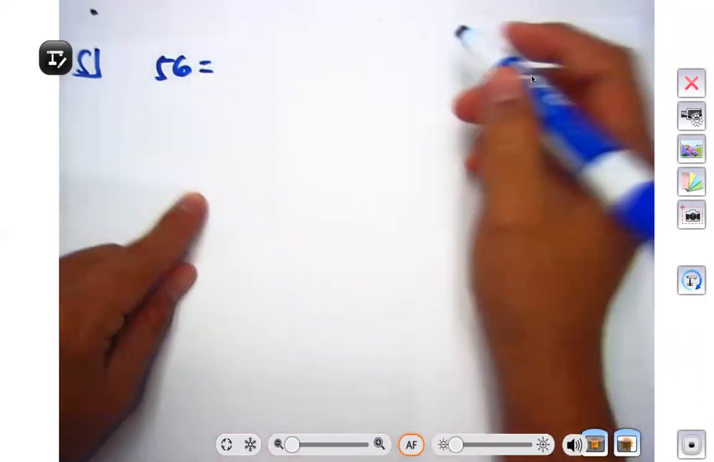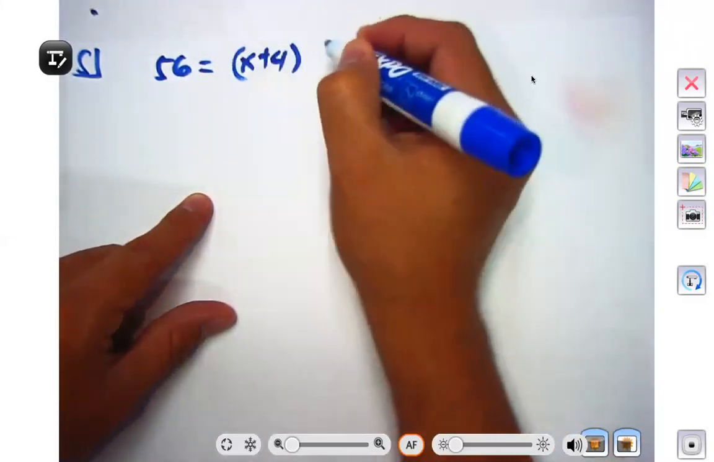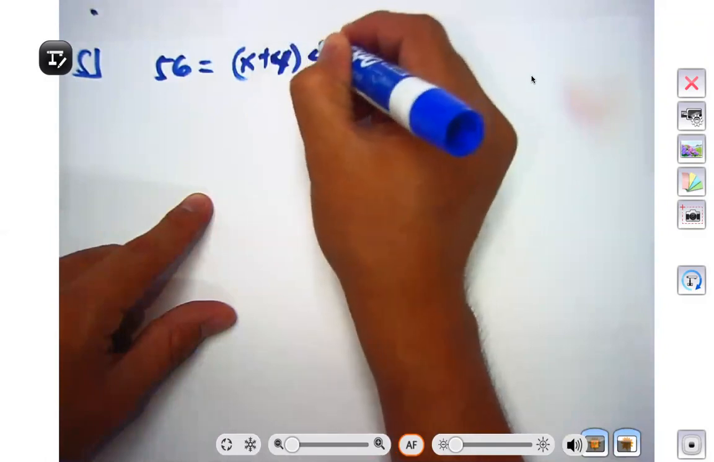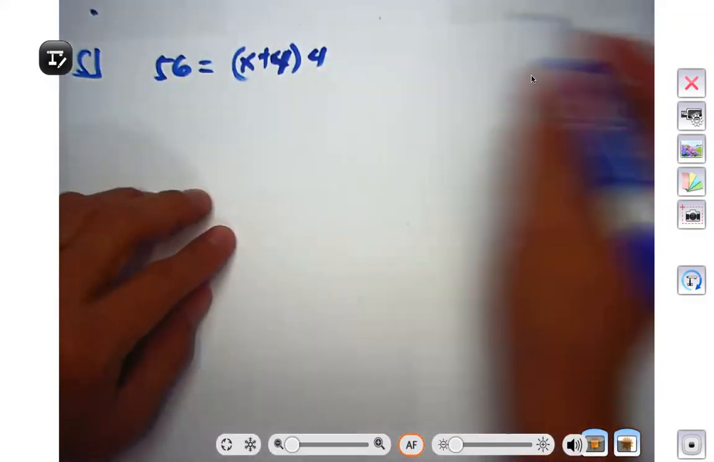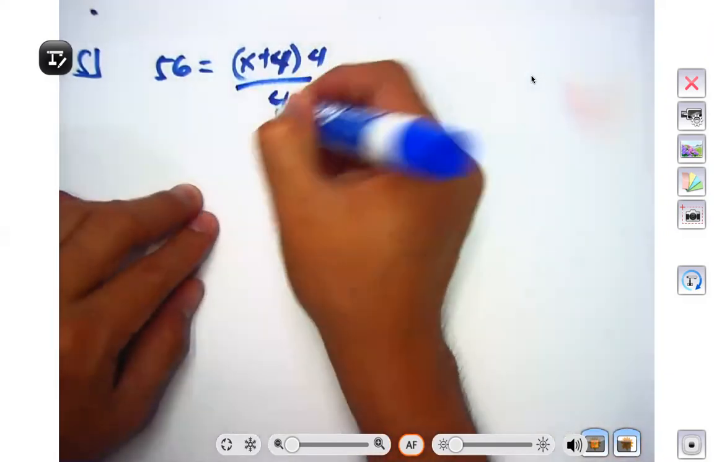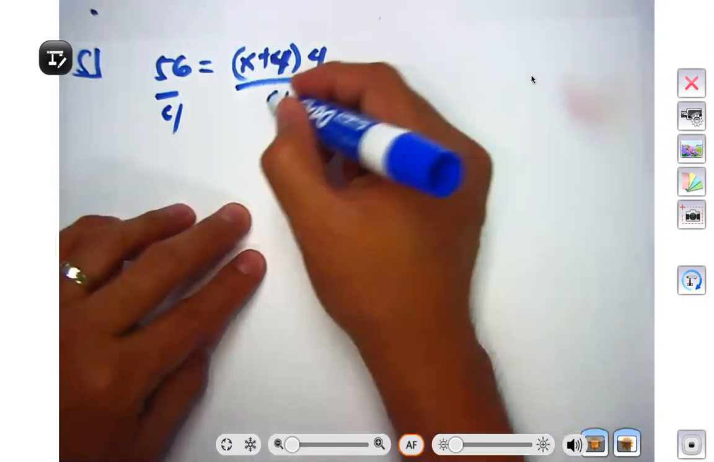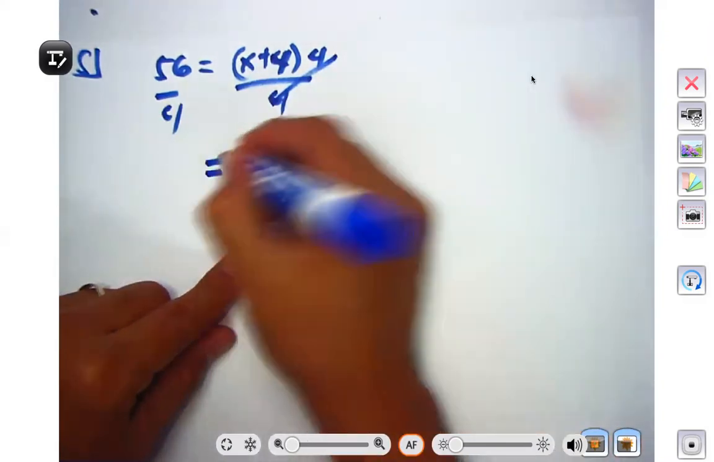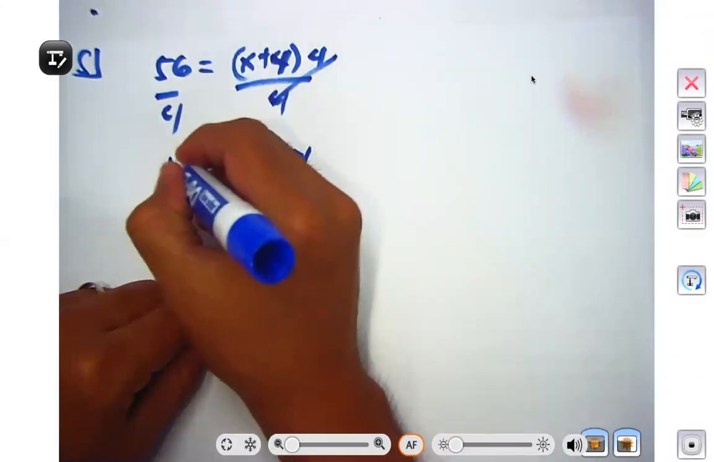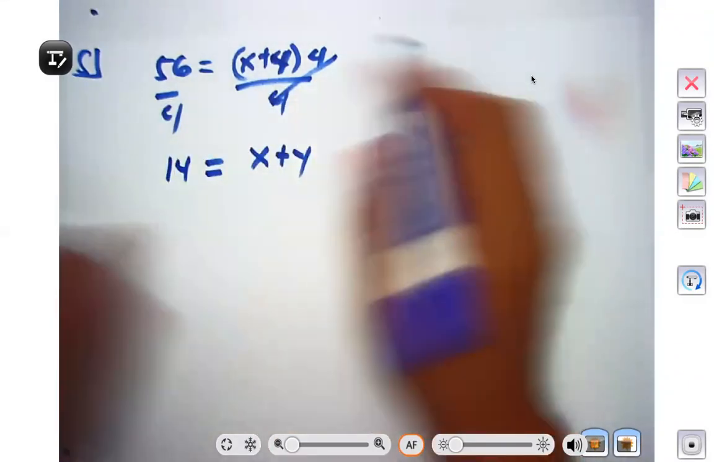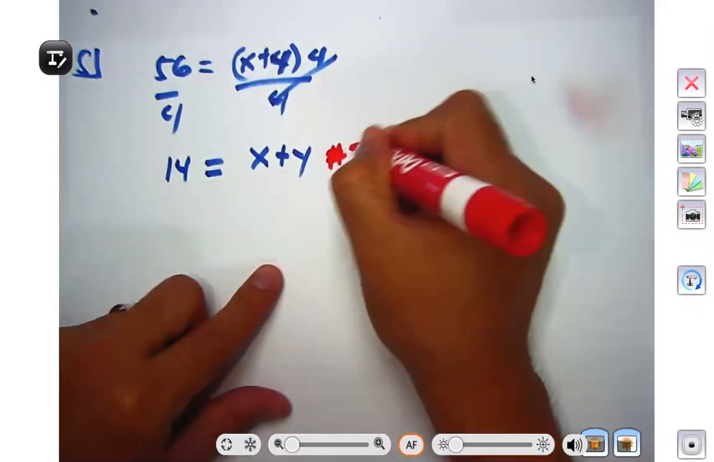Our equation 1, 56 equals x plus y times 4, can be simplified, right? We can simplify it by dividing both sides by 4. And what's 56 divided by 4? It's gonna be 14. All right, so that's now equation number 3.